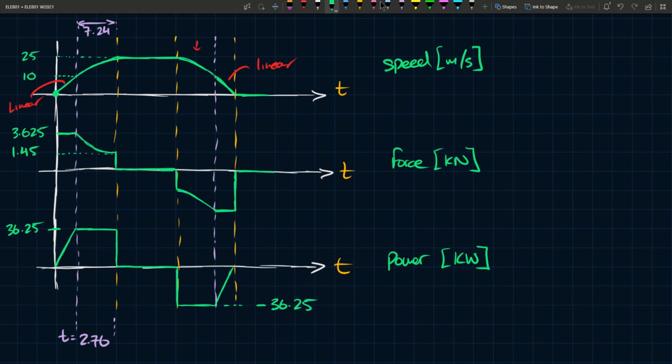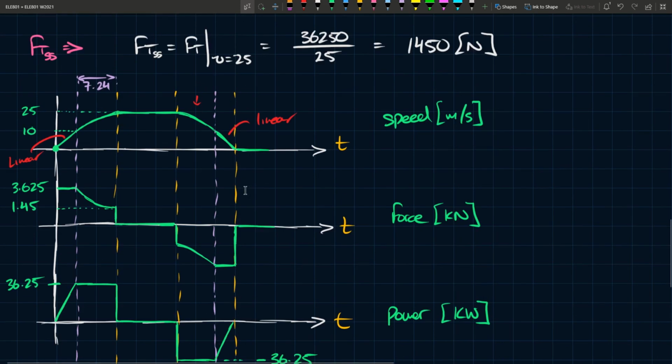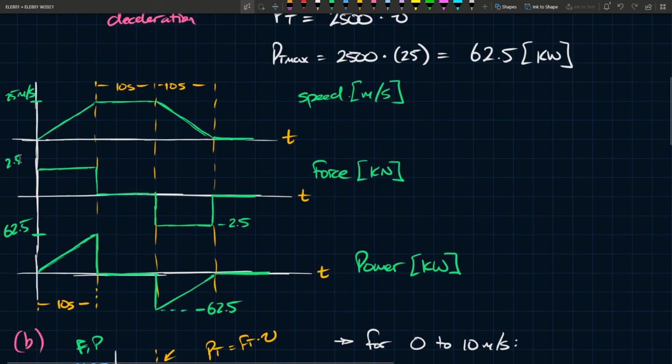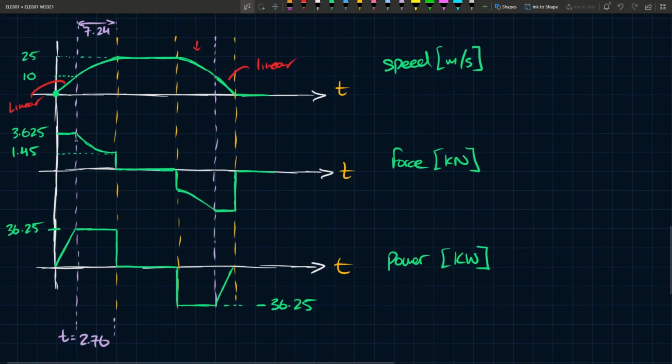Now let's directly compare this to the previous case. In the previous case, it was a much simpler characteristic, that's for one. But what else we should note is that this force is larger. Now you might argue that in this case we only had a 2.5 kilonewton force, and in this case we start off with a 3.625 kilonewton force. So we need more force here. Yes, your motor needs to apply a larger force.